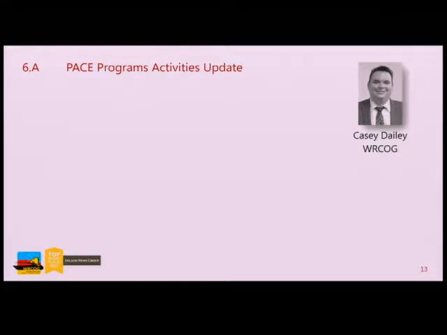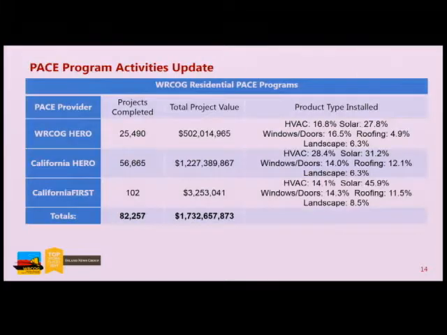Today we have a couple of requested actions, as well as a brief presentation from our partner at Renovate America to talk about an update on its promotional rates and contractor compliance. So just a quick overview. As of December 19th, we've completed just over 82,000 projects throughout the state of California as part of WRCOG's PACE programs. Those improvements have been valued at over $1.7 billion, and solar and HVAC continue to be the most popular improvements.